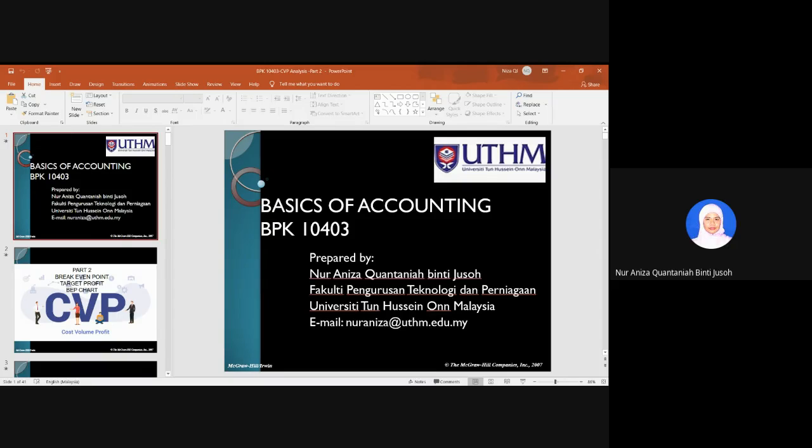In the last two parts, we have already looked at the introduction and also the basic formula, that is contribution margin and contribution margin ratio. Now we're going to look into the application of using contribution margin to the break-even point and determining the target profit. And after that, you can do the BEP chart, the break-even point chart.